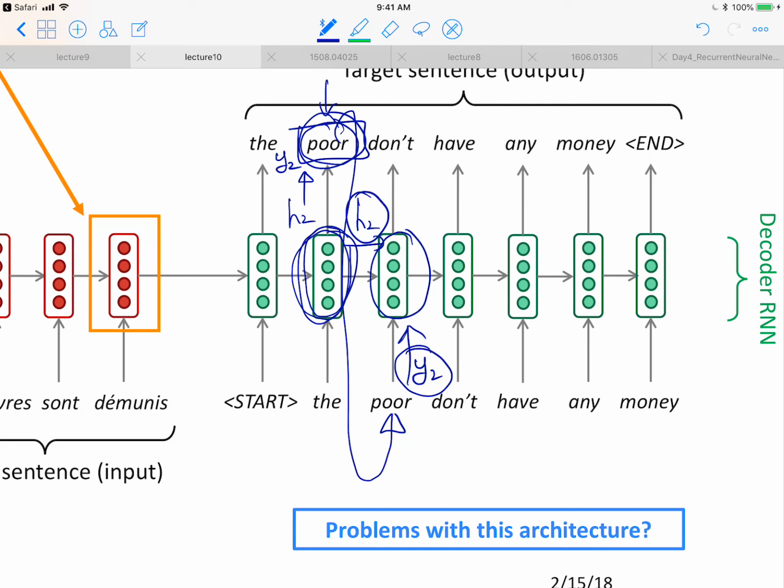So why are we giving the input of the generated output in addition to H2? Because H2 conveys the information that will generate this Y2.